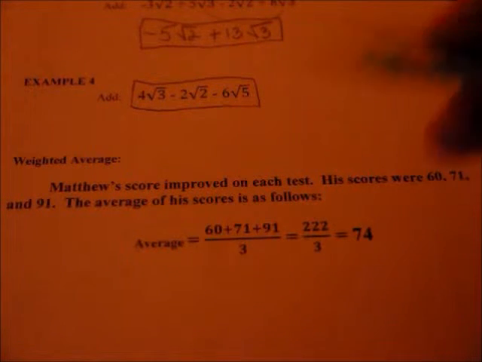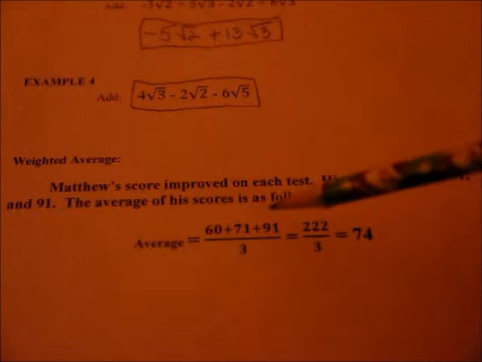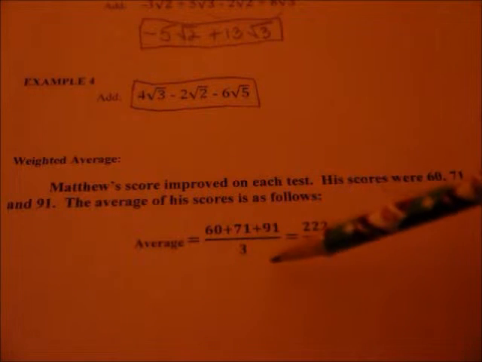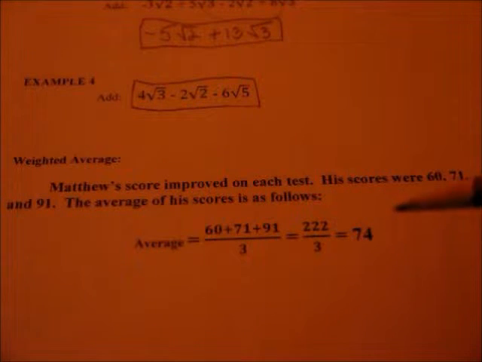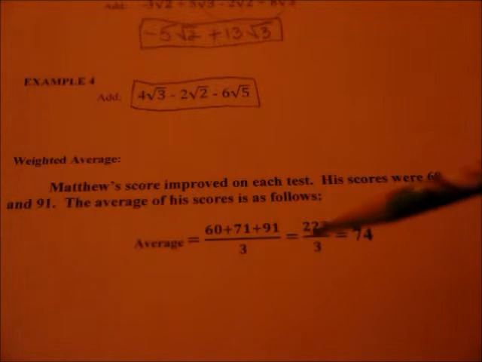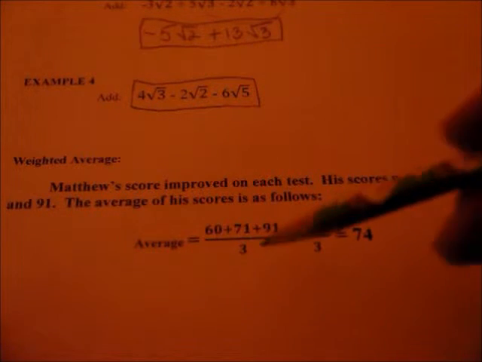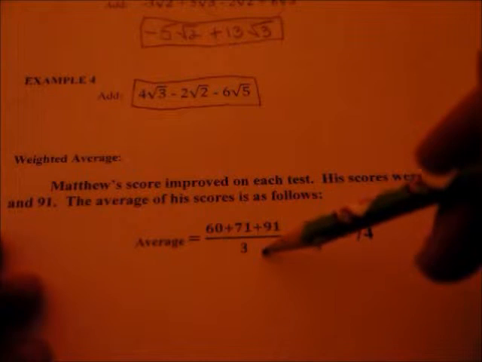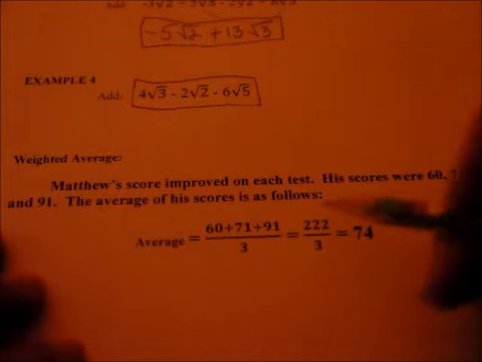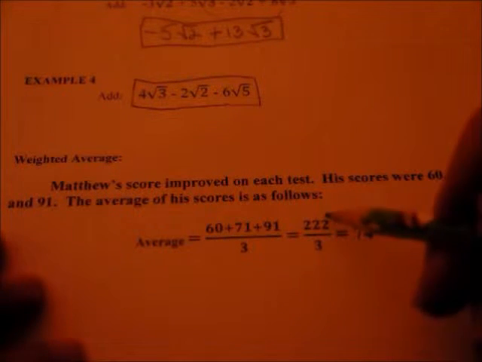Okay, that's good. Now, the average, the normal average of his test scores, remember how if we just did basic average like you're all good at, we would just add up those 3 test scores, divide by how many of them there were, 3, and look at me, I calculated it for you.